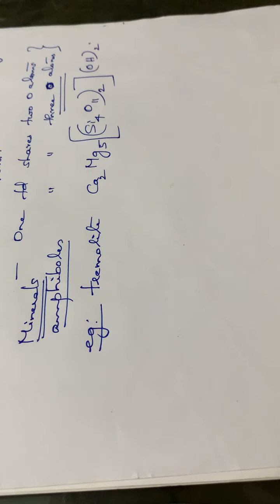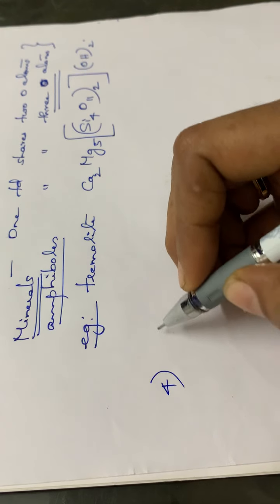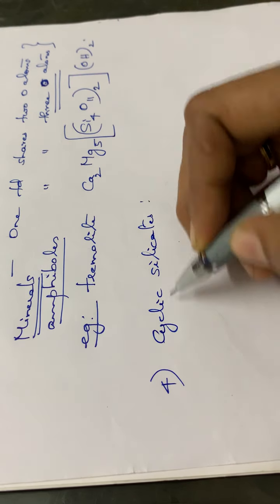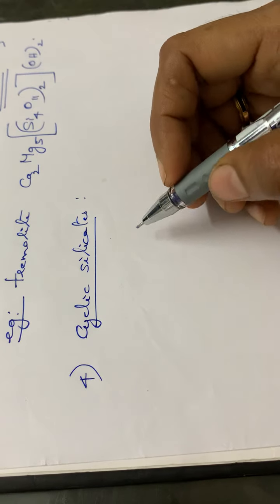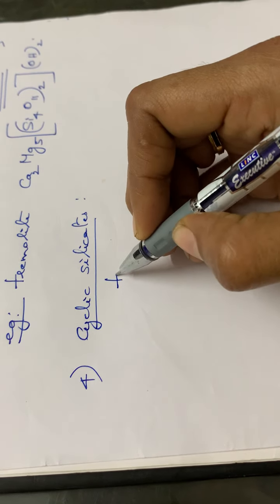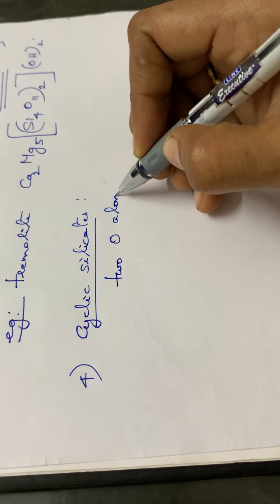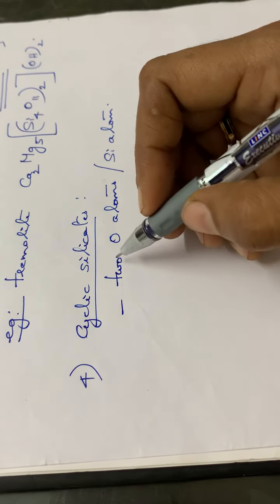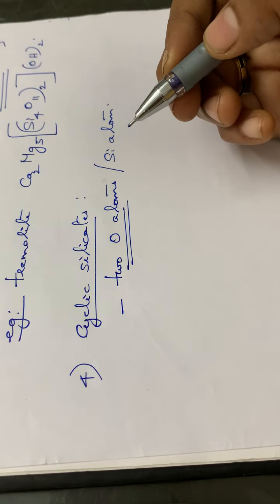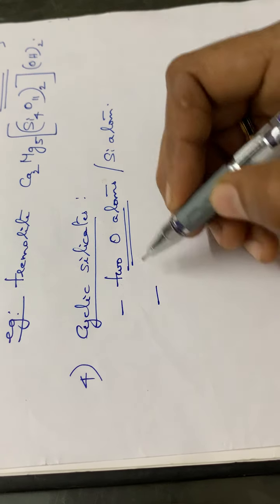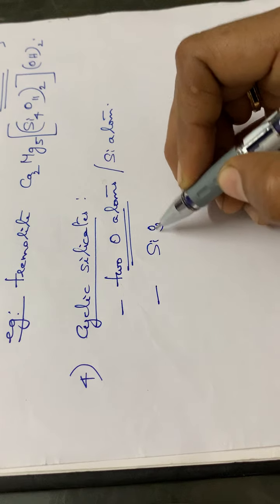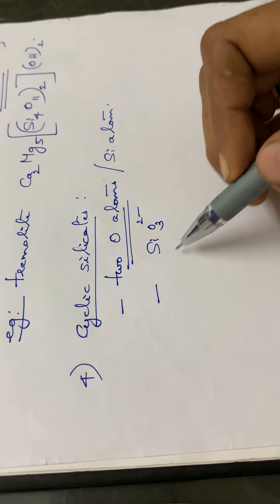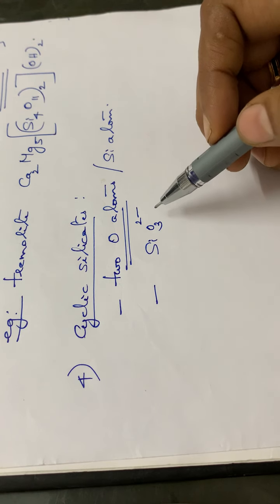Next is the case of cyclic silicates, the fourth category. Cyclic silicates are formed by the sharing of two oxygen atoms per silicon atom. And here the silicate unit is SiO3 2-. It shares two oxygen atoms per silicon atom, and the primary unit will be SiO3 2-.